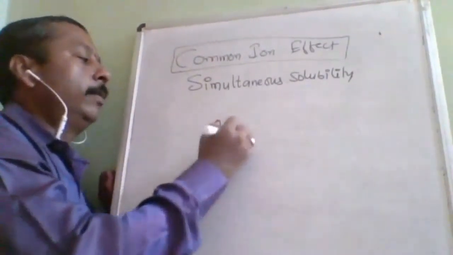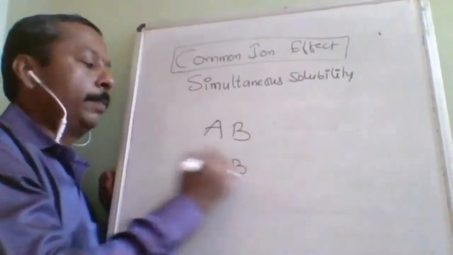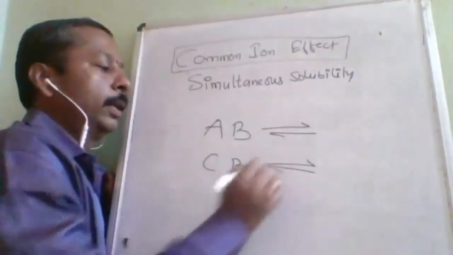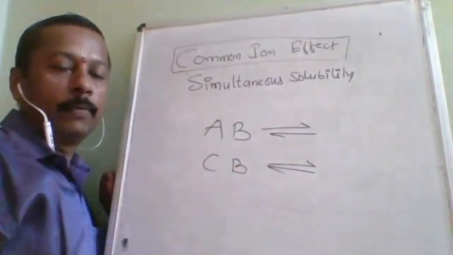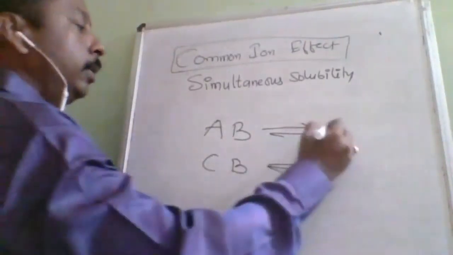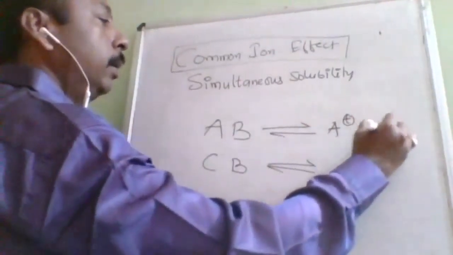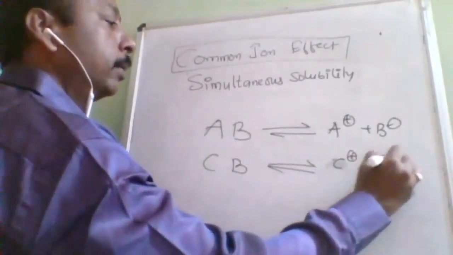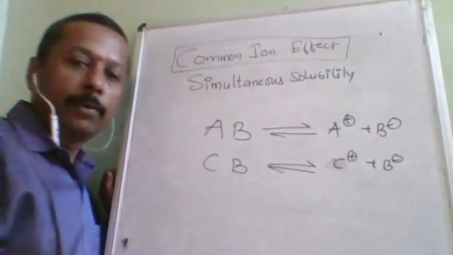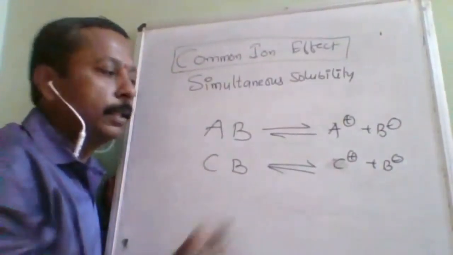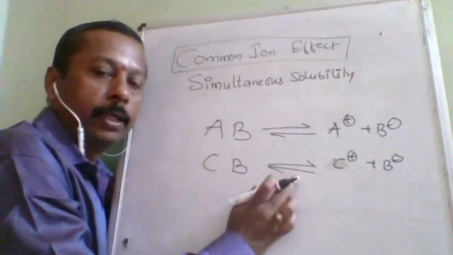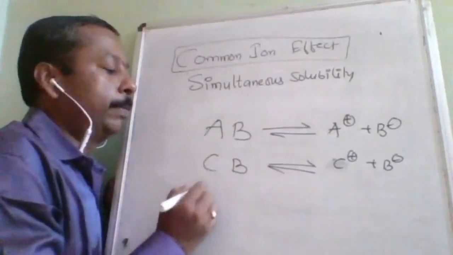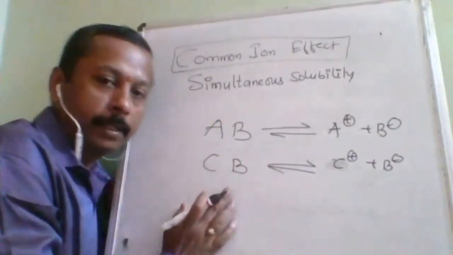Suppose AB is sparingly soluble, and CB is also sparingly soluble. So here what will you write? Both times it is a reversible arrow: A plus plus B minus, and C plus plus B minus. So here it is again the common ion effect, but what was the difference? There it was a single arrow, here it is a double arrow. Understood? And there the dictatorship was by the NaCl, and by the AgNO3.